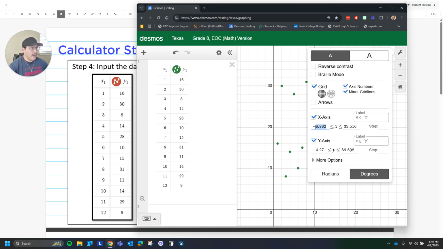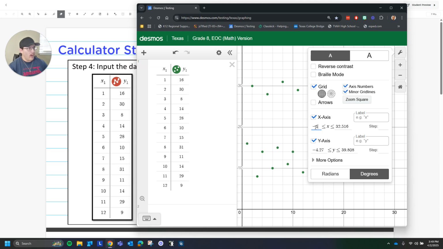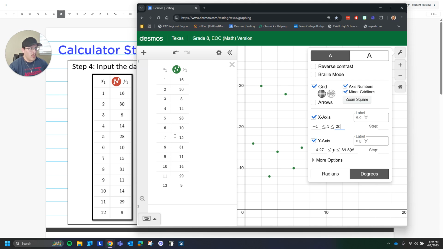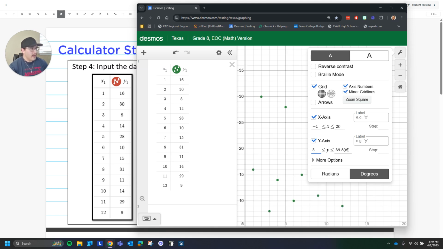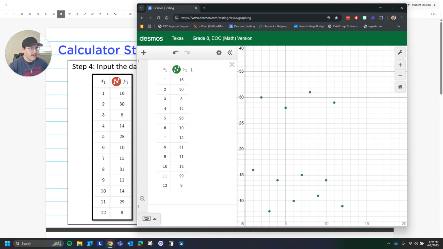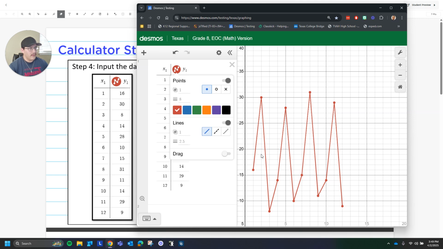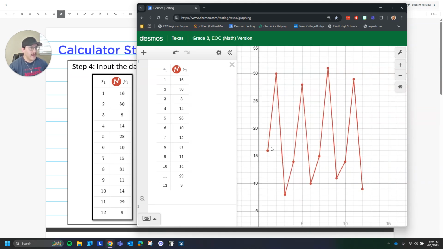For the x values, I want to go from, let's say, -1 to about 20. And for the y values, I notice that my lowest is around 8, so I will put this at 5. And for the highest, I will put this at around 40. And there we go. Next, I'm going to connect the line. I'm going to click and hold this dot, change it to red so I can see it a little better, and then click lines so that it creates that pattern I'm looking for.